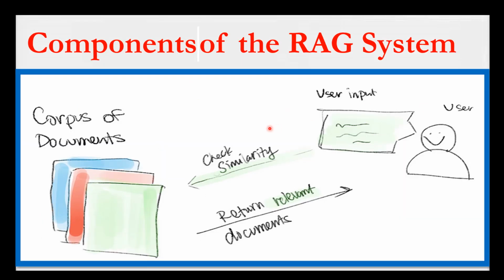So basically, this RAG system has three main components. First is the collection of documents, which is also called corpus, then an input from the user, and then a similarity measure between the collection of documents and the user inputs. So using these steps, we can build a simple application based on RAG, whose Python code we'll discuss today.